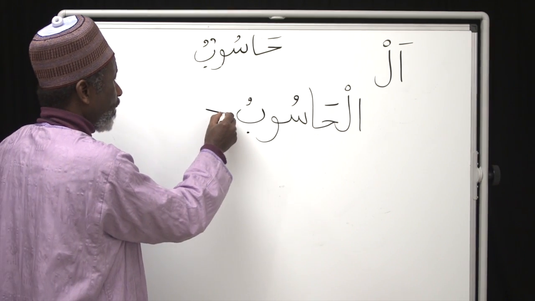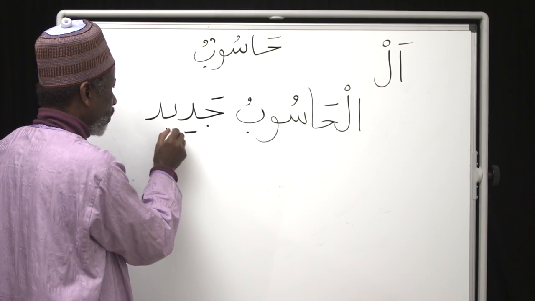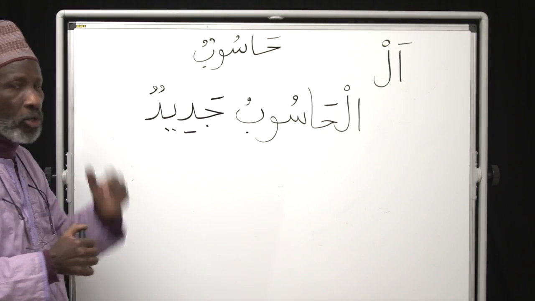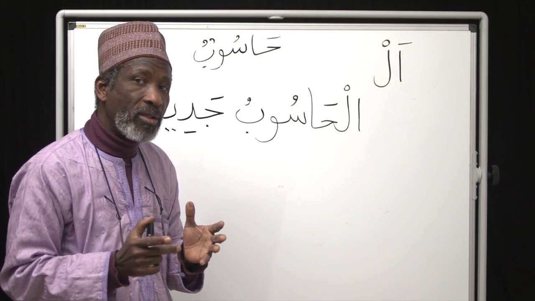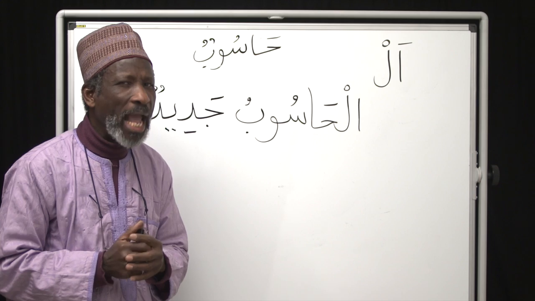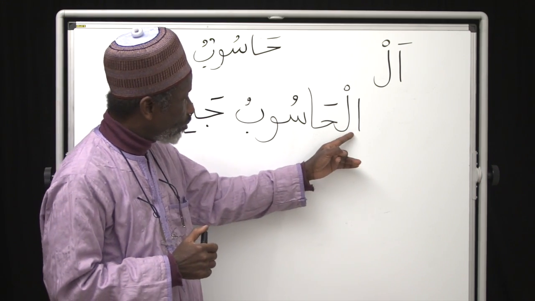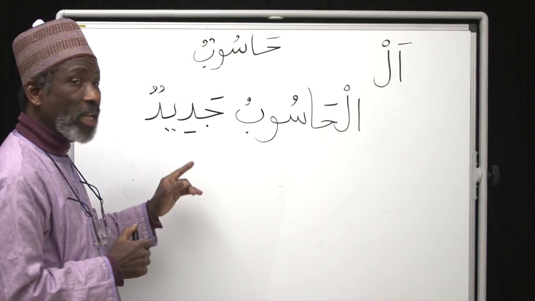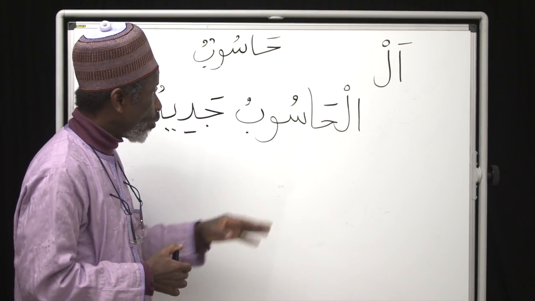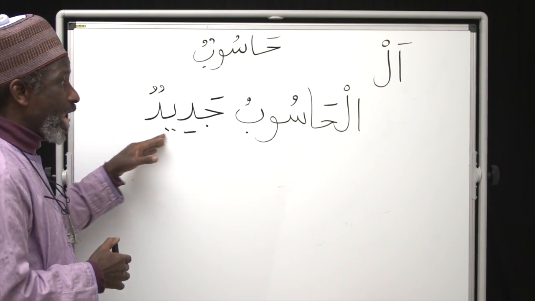What about if I put jadidun here? Jadidun. Al-hasubu jadidun. Think of the literal meaning of what you are looking at in front of you, and that will help you a lot. What's the literal meaning of this? The literal meaning is the computer, and the literal meaning of jadidun is a new. So what you are looking at, literally speaking, is the computer a new.